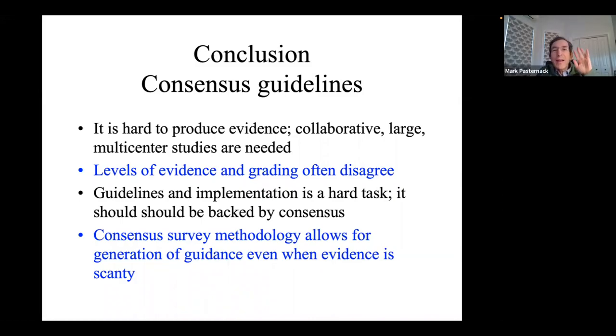Hi, it's Mark Pasternak. I have a question about choosing the members of the committee. Yes, please. It seems like that is one of the crucial steps in the whole process.